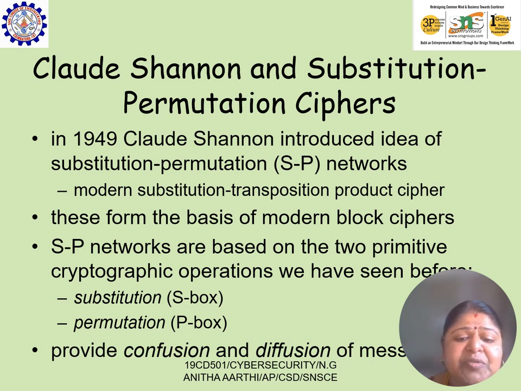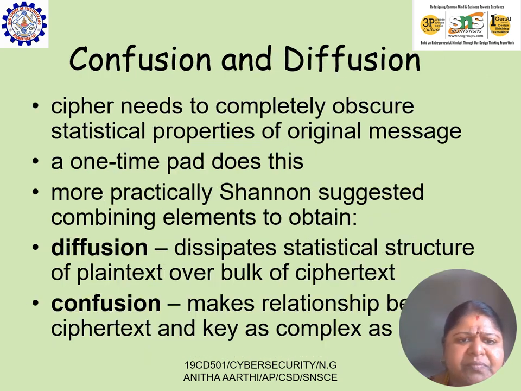Block cipher substitution technique. And we can see what is diffusion and what is confusion. A cipher needs to completely obscure the statistical properties of the original message, and a one-time pad does this. More practically, Shannon suggested combining elements to obtain diffusion and confusion. Diffusion dissipates the statistical structure of plain text over the bulk of the ciphertext. Confusion makes the relationship between the ciphertext and the key as complex as possible.